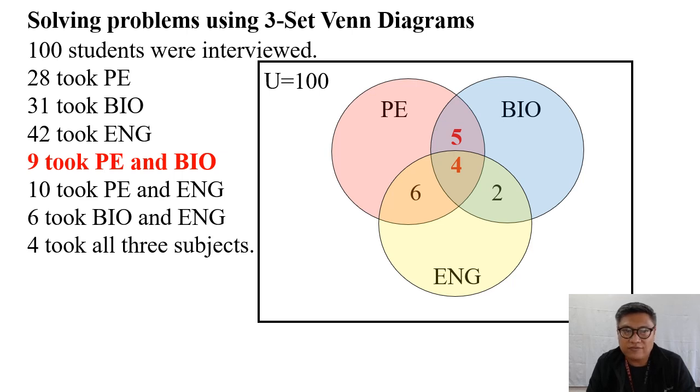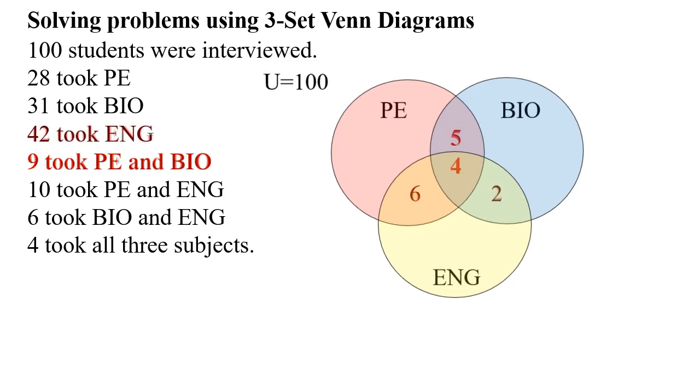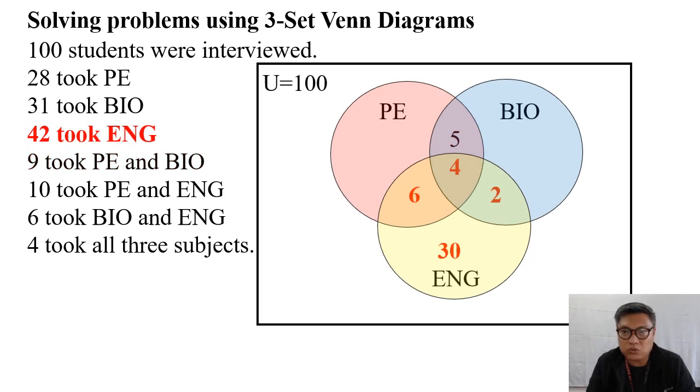Then we go up, we have the English. All in all, we have a total of 42 for the English. But because we already have 6, 4, and 2 here, that will be now 12. So out of 42, we subtract 12, and the remaining will be 30 here. Now this 30 is only for English only, while the others, like 6, have English and PE, the 4 here had PE, English, and bio, and the other 2 here had bio and English only. Okay, so we already finished with the English.